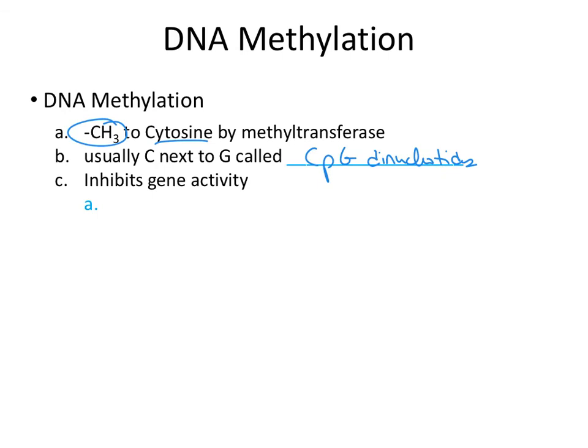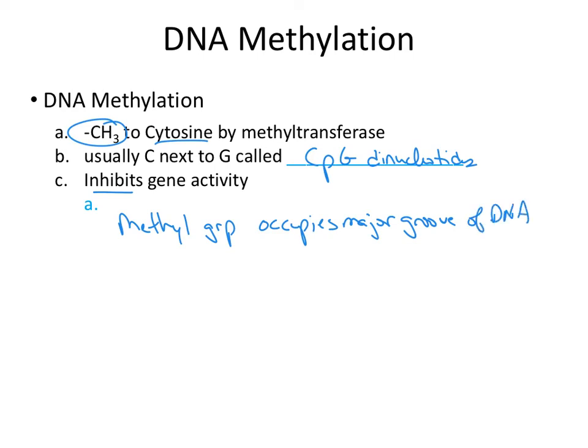Methyl added to DNA inhibits gene activity. What happens is the methyl group occupies a major groove of the DNA molecule and blocks transcription factor binding. And if we block the transcription factors, therefore we inhibit transcription and expression of that gene.